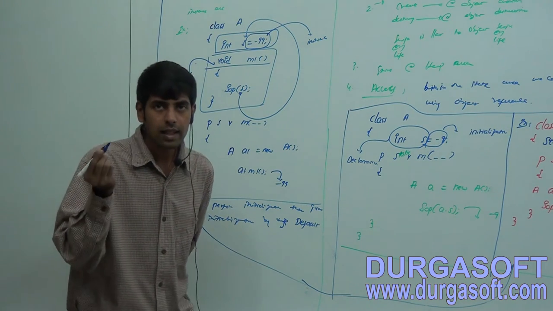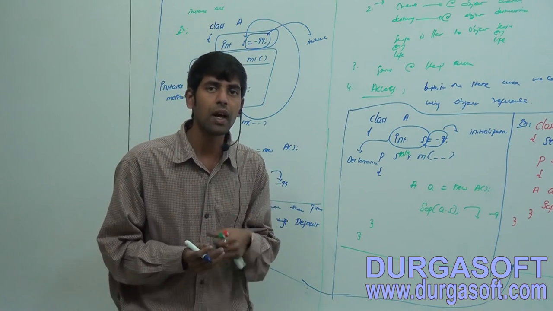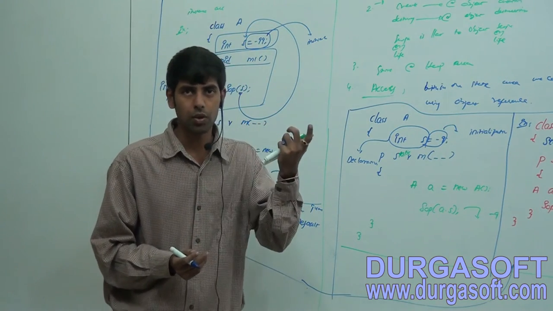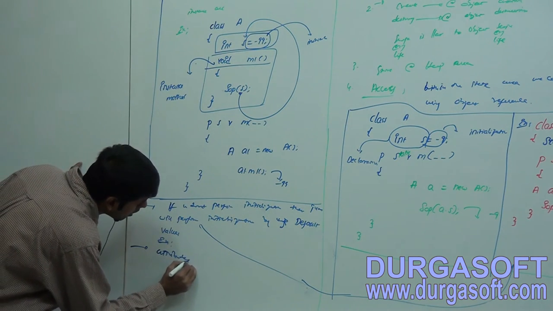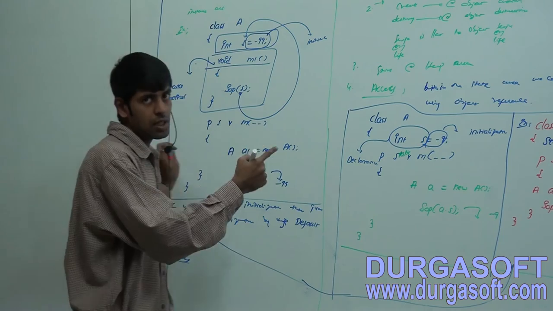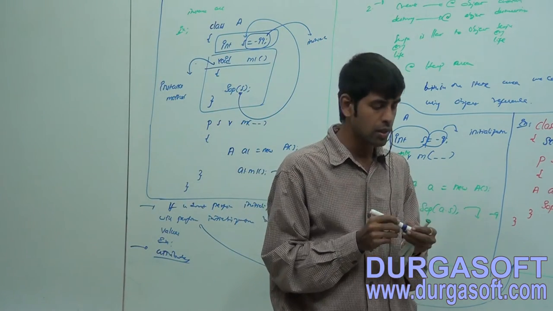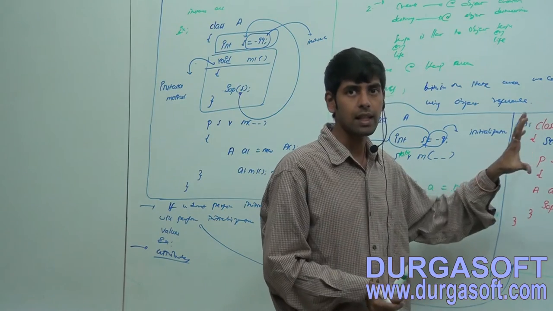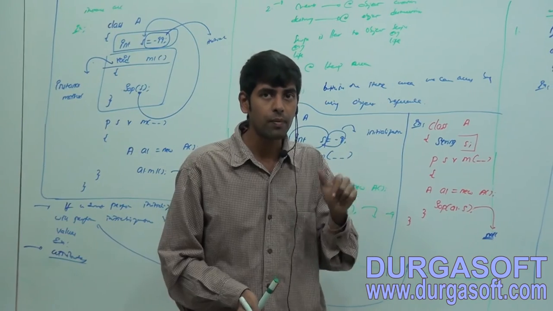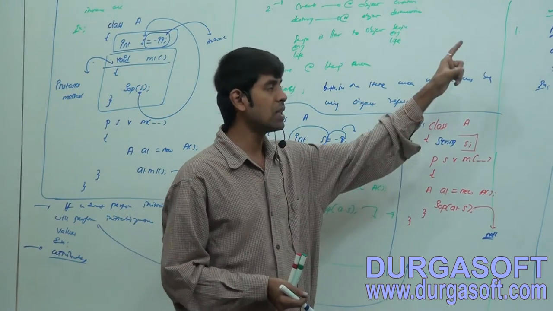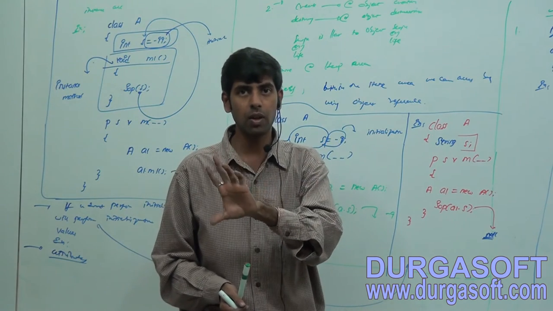These instance variables are also called what? Attributes. Getting? Attributes. Okay, these are also known as attributes. All of these things we have discussed, friends, with practical examples. This is our instance variable. And we have also discussed one more thing. What is that? As part of instance variables, the final instance variable.